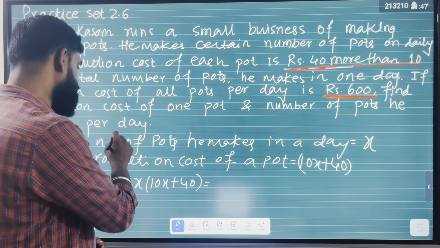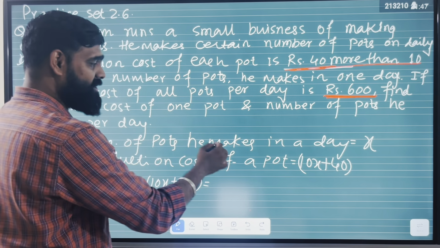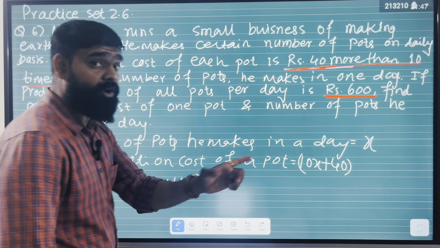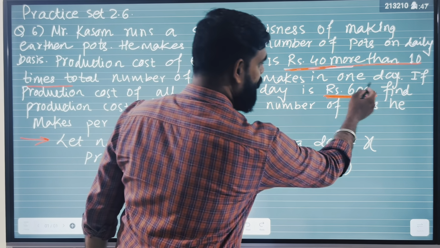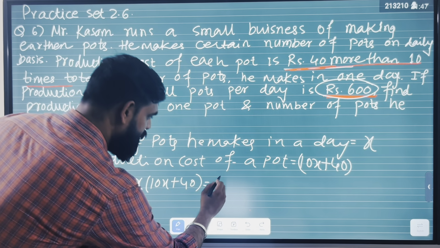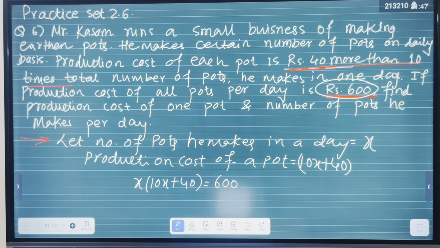Why? Because we have assumed that x is the number of pots he makes in a day. We multiply that x with the production cost of one pot, 10x plus 40, and this will become the production cost of all the pots. The production cost of all pots is given, that is 600. So we can write 600 here. This is the equation according to the given condition.